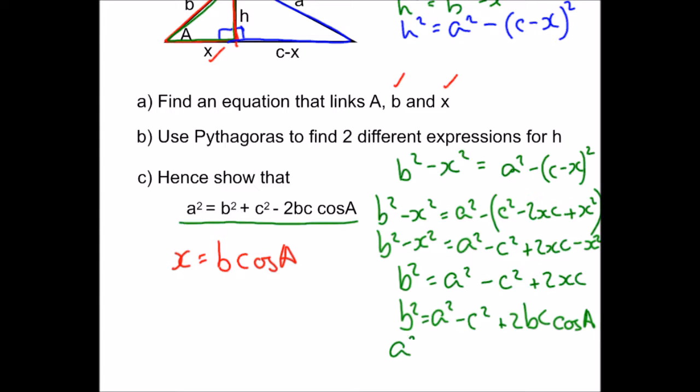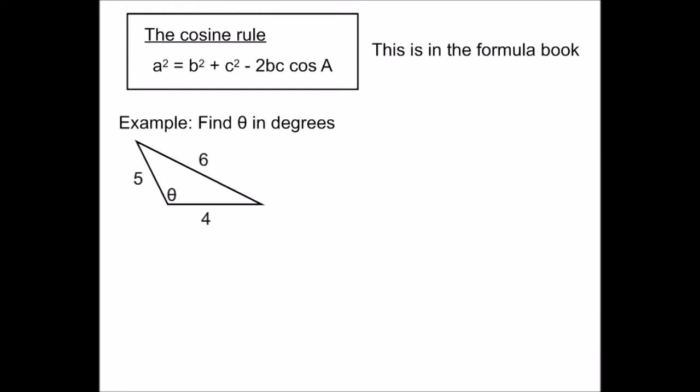To finish it off, I'm just going to leave the a squared on the side it's on, take everything across to the other side, gives me a squared equals b squared plus c squared minus 2bc cos A. And that is the cosine rule. The cosine rule at A level is given in the OCR formula book, so you don't need to learn it. It's one of the few trig identities that you are given.